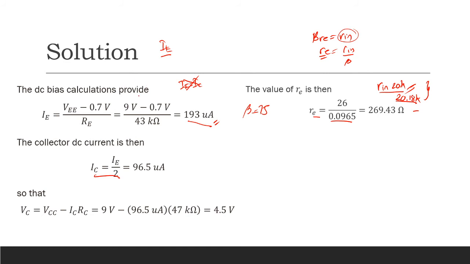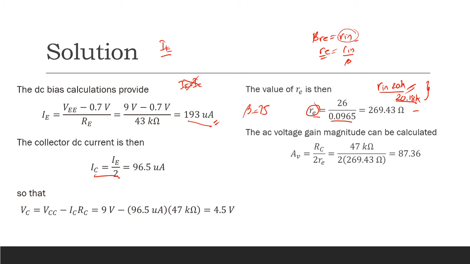And that is using first one, DC analysis, kakagawa lang natin. And then the other one is using Rin, kasi we know that beta Re is equal to Rin. Yeah, now we can get the AC voltage gain na since we have Re. And that is AV is equal to RC over 2RE. That is equal to 47 kiloohms over 2 times 269.43 ohms is equal to 87.36. And that is our gain.